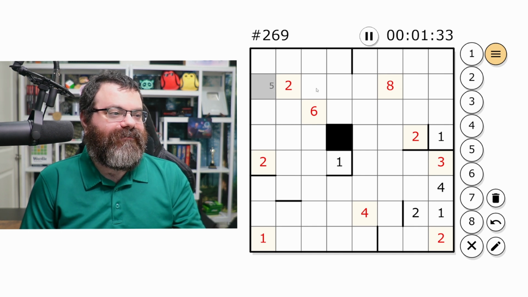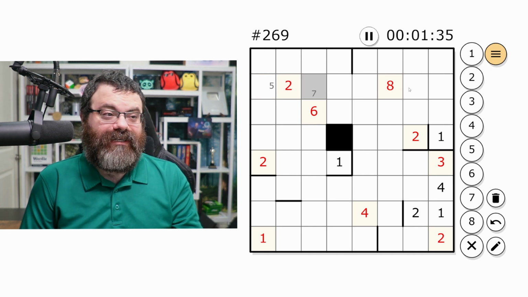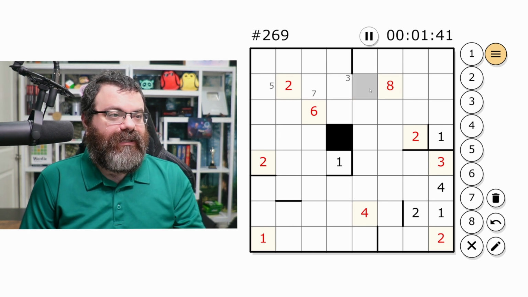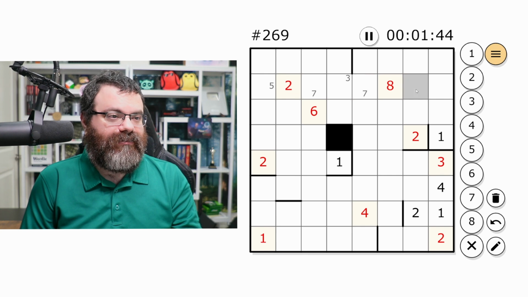So the biggest digit here is a 5. Biggest digit here is actually a 7 because we already have an 8 in the row, so we can only go up to 7. Biggest digit here is a 3. This is a 3-length segment. This can go up to 7 as well. This can go up to 4, and this can go up to 4.